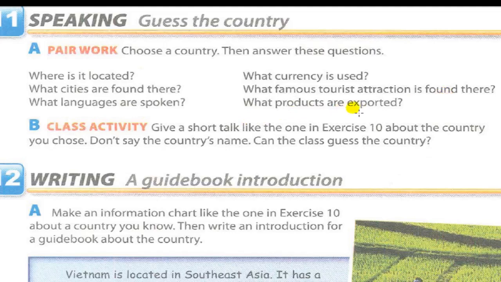What products are exported? In Australia, they export a lot of things. They export oil, iron, steel. They export cows, meat products.